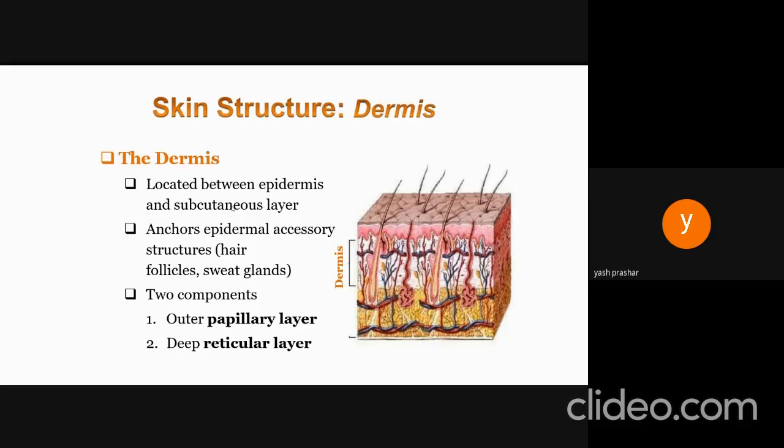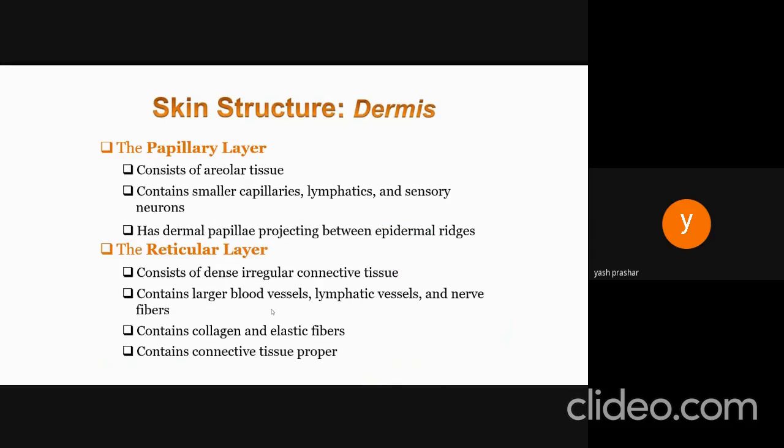Now, the dermis in detail. Located between the epidermis and subcutaneous layer, it anchors epidermal accessory structures, hair follicles, and sweat glands. It has two components: the outer papillary layer and the deep reticular layer. The papillary region is about one-fifth of the thickness of the total layers and consists of areolar connective tissue primarily containing fine elastic fibers. Its surface area is greatly increased by small finger-like structures called dermal papillae.